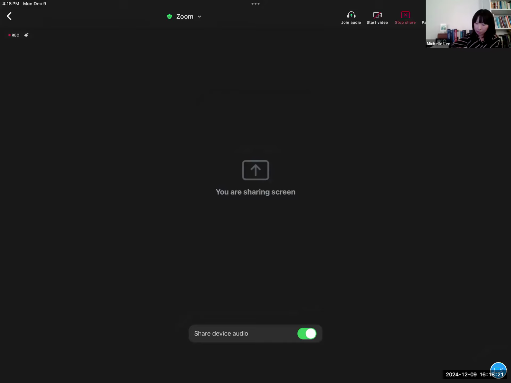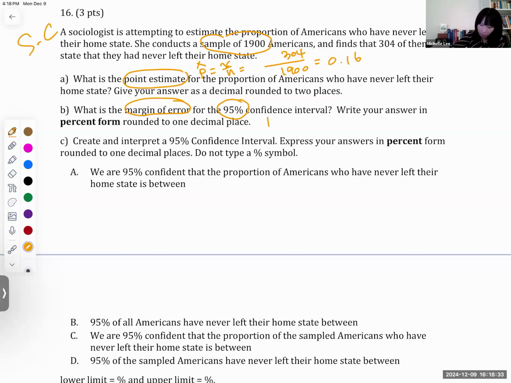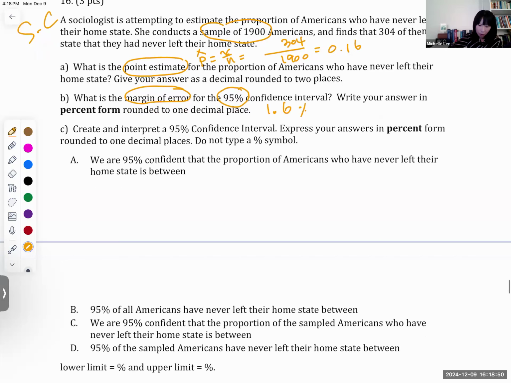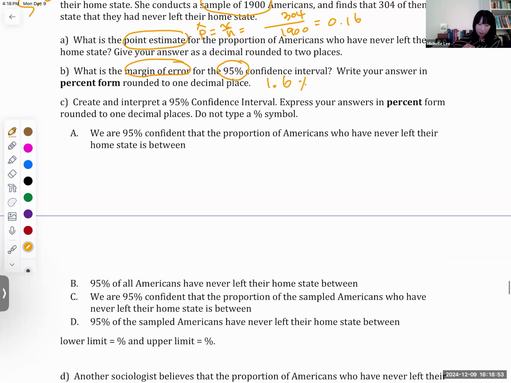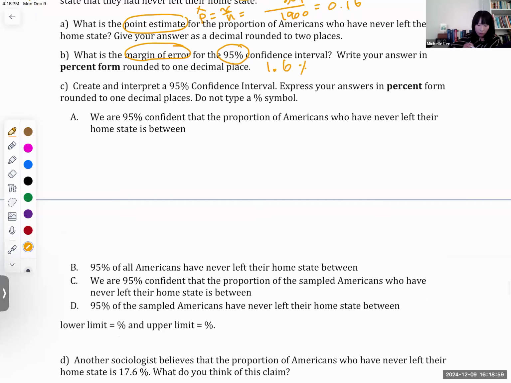Number 16. Okay, so the margin of error will be 1.6%. But they don't allow percent notation, right? Express your answer in percent form to one decimal place. Do not type the percent notation. Okay, now, can you please answer A, B, C, D?